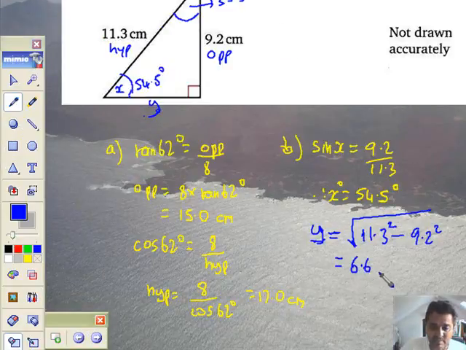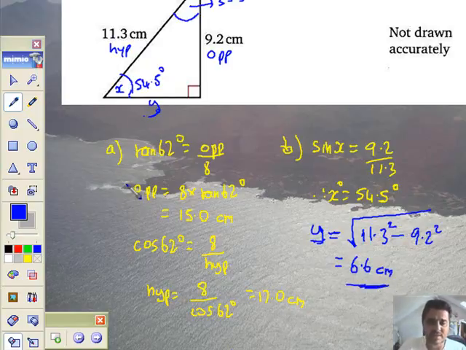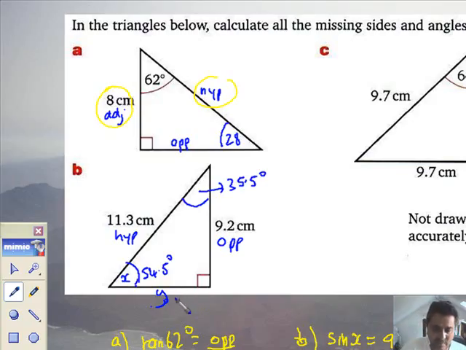It's totally in keeping with the diagram. Is that alright? So I'm happy to leave it like that. 6.6 centimeters is mystery y. And let me just label it in.